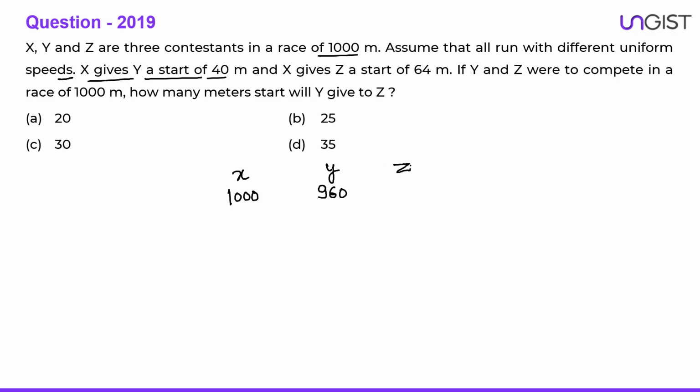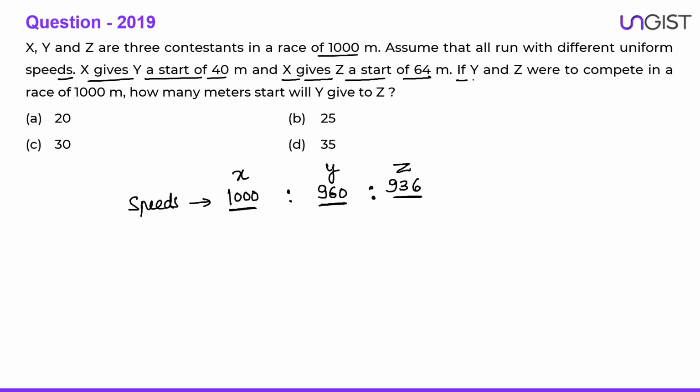Right, and the question says X gives Z a start of 64 meters. X gives Z a start of 64 meters means when X runs 1000 meters, Z is running 64 meters less than 1000. So it means it is 936, right? So guys, here all the sprinters are covering these many distances in the same time. It means this is the ratio of their speeds, right? Clear? Because they are taking the same time to cover these distances.